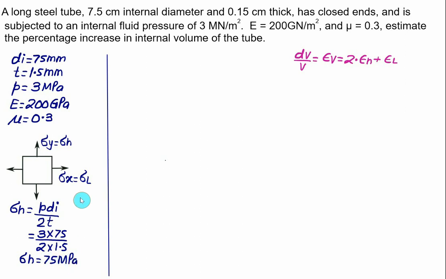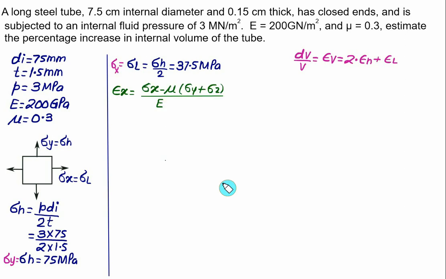Half of this value will be sigma L. So sigma L will be equal to sigma h divided by 2, that will be equal to 37.5. 75 divided by 2 is 37.5 megapascal. If you remember the volumetric strain formula, well and good, otherwise you can go by basic principle. Sigma h is acting along the y direction, that value we treat as sigma y, and sigma L is acting along the x direction. So we have sigma x equal to sigma L.